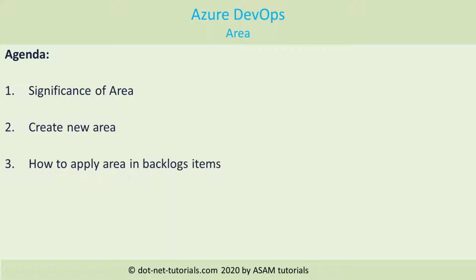So the first one is significance of area. As you are grouping your backlog item in a sprint, the same way you can group your items, like epic, feature, story, bugs, area wise. And once you segregate your backlog as an area, then you can generate a very good dashboard, which will give visibility to other stakeholders of the project.